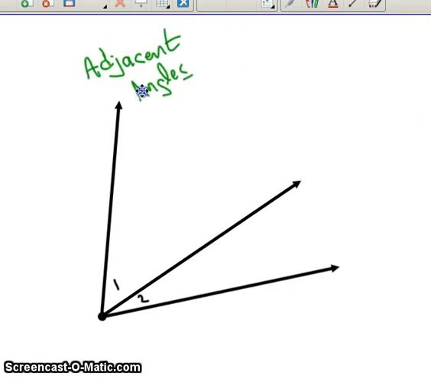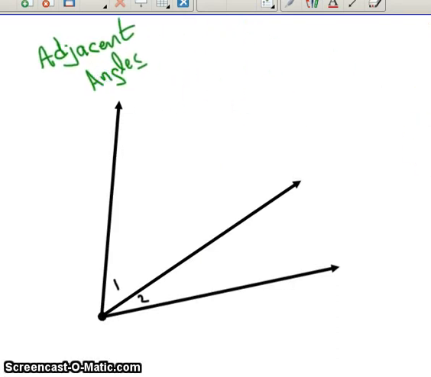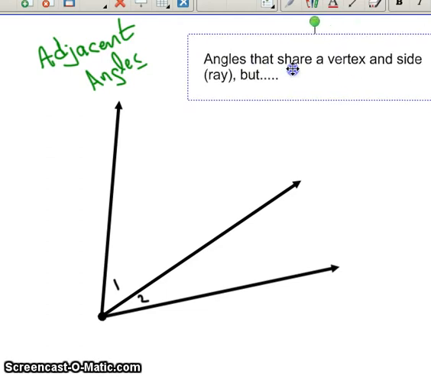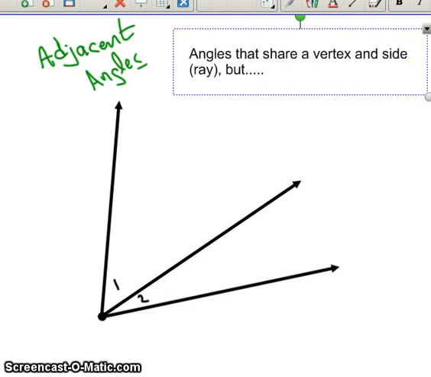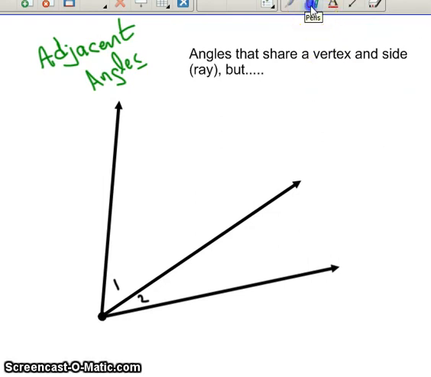Adjacent angles are also angles that are next to each other. More specifically, angles that share a vertex and a side or ray. Now, before I give you the rest of the definition, let's talk about that part. They share a vertex right here. Angles 1 and 2 are adjacent. They both have the same vertex right there. They also both share a ray right here.